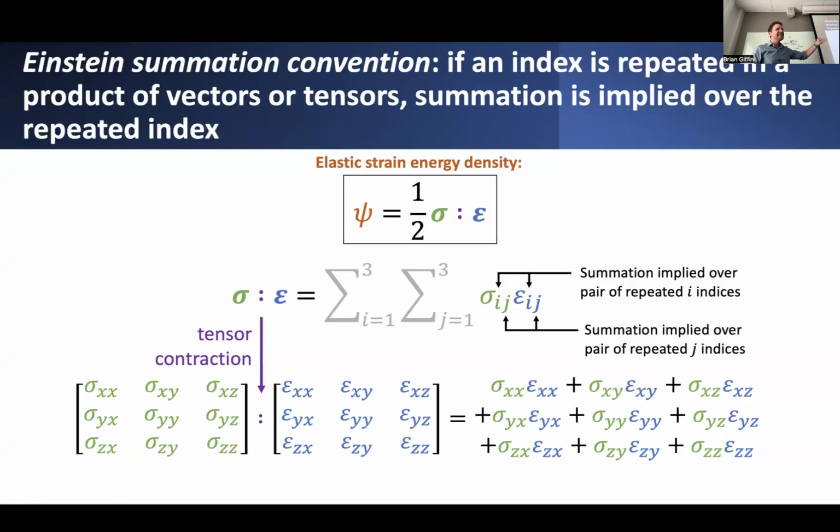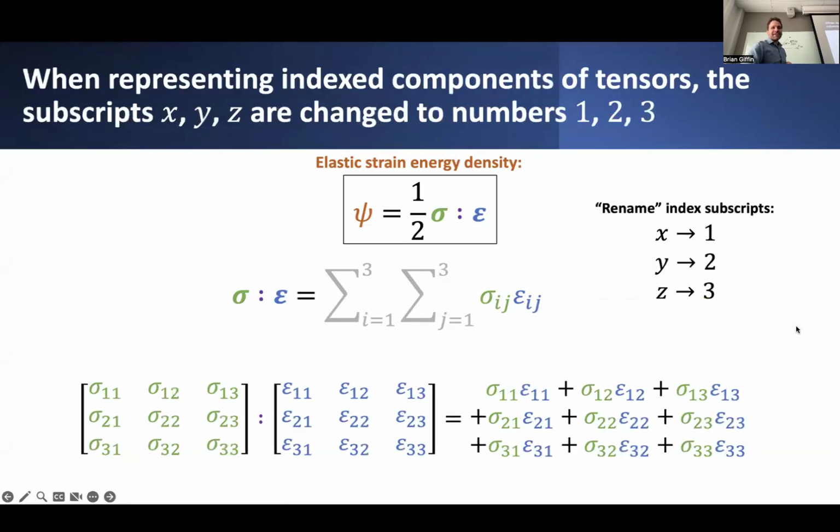So anytime you have a repeated pair of sub-indices in one of these expressions for the product between two tensors, it implies that there's actually a summation happening. So that's why I've represented these summation symbols in gray. I could equally well just omit this set of summation symbols, and by Einstein's summation convention, it's implied that there's still a summation happening over this range of different indices. All right, same thing for j. If j is repeated, it's also treated as there being an implicit summation over j equals 1 to 3.